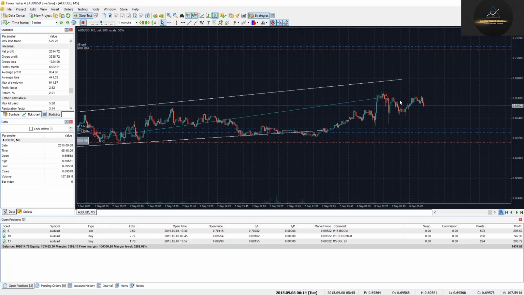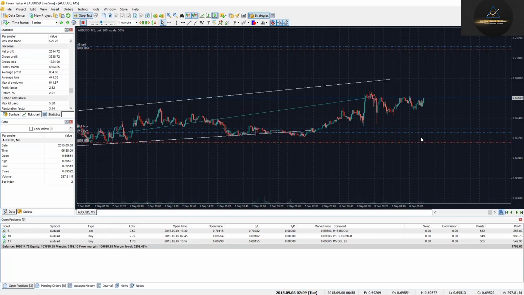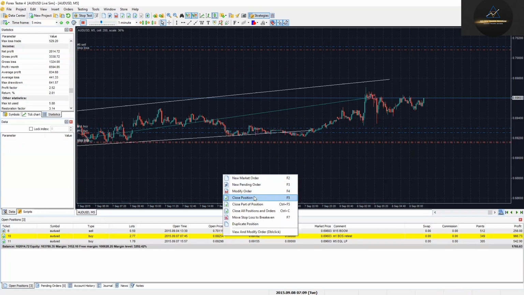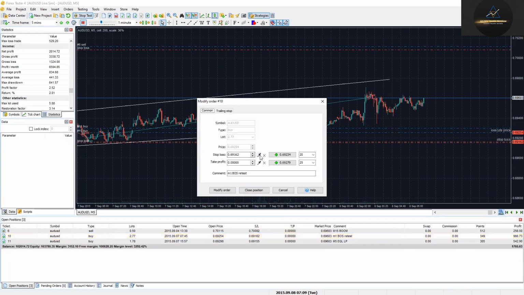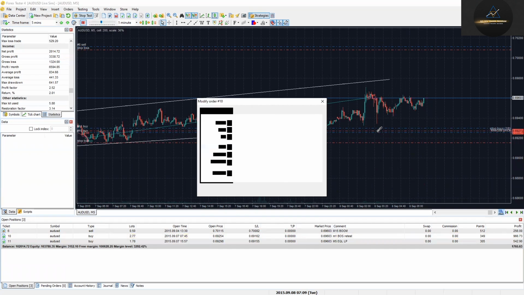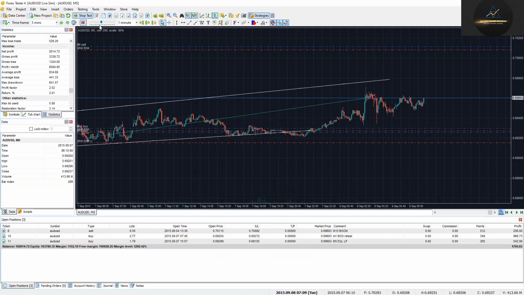This looks like a correction. It's moving sideways. I love it. I'm going to hold. I'm going to move one of these positions, the bottom one, to break even. Which one is it? It's the bottom one. This one. Modify order. Stop loss. Break even. Yes, about there. There we go. Modify. Done. Let's keep going.